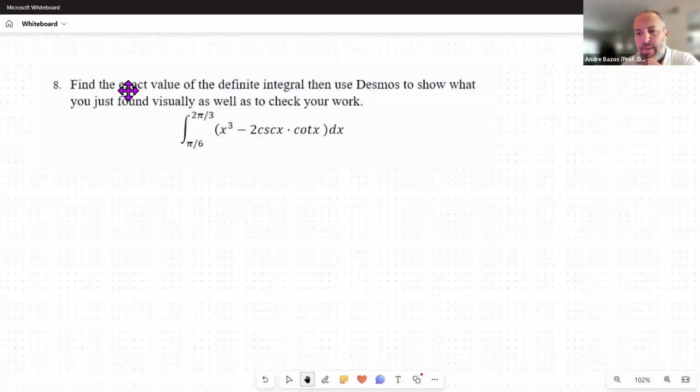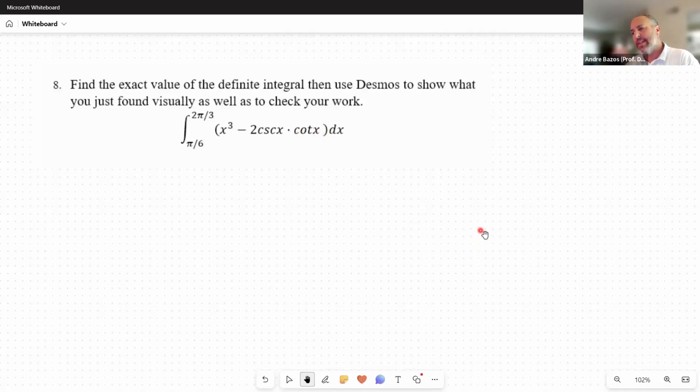All right, so another one. Find the exact value of the definite integral, then use Desmos to show what you just found visually as well as to check your work, right? The check your work was using the integral, and showing visually was graphing it out and saying what the area is. So we have this integral from pi over 6 to 2 pi over 3 of x to the third power minus 2 cosecant of x times cotangent of x dx.